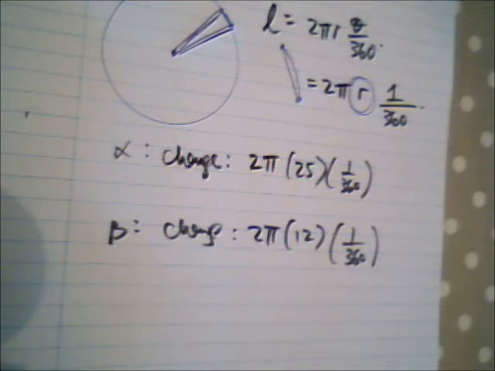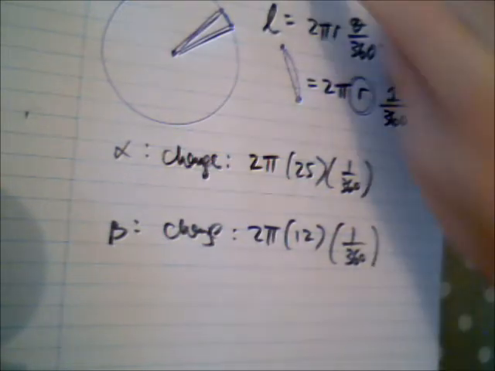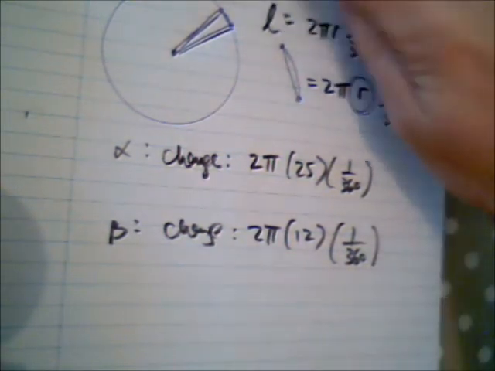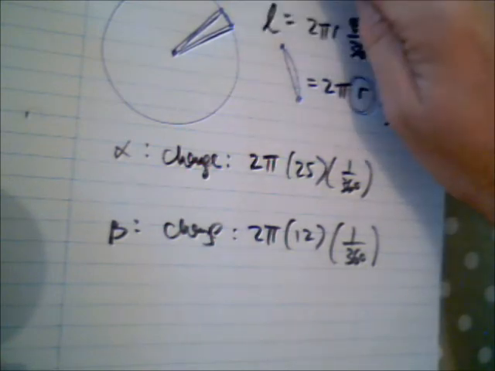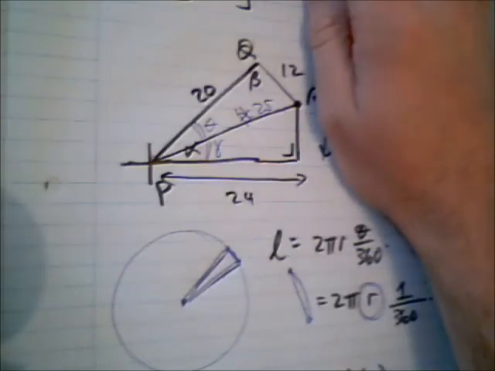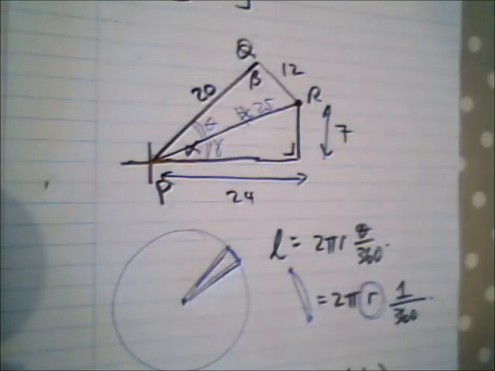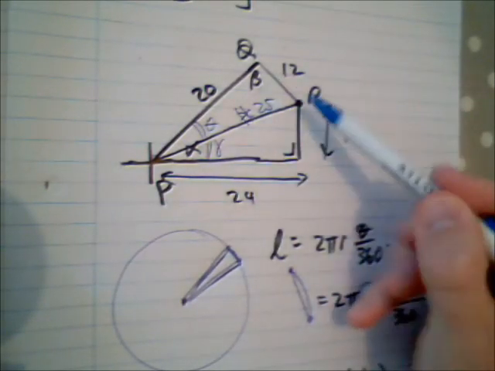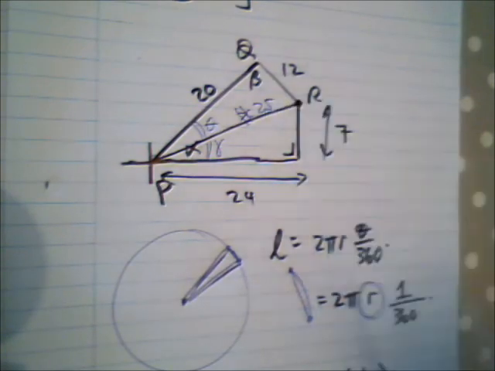Part C says, in certain positions, the location of R is more sensitive to changes in alpha. In other words, changes in alpha make it move more, and in other positions, changes in beta make it move more. Oops, sorry, should have had that in shot. So, in certain positions, changes in alpha make R move more, and in other positions, changes in beta make it move more.